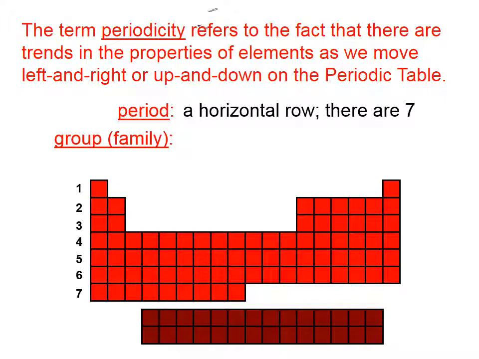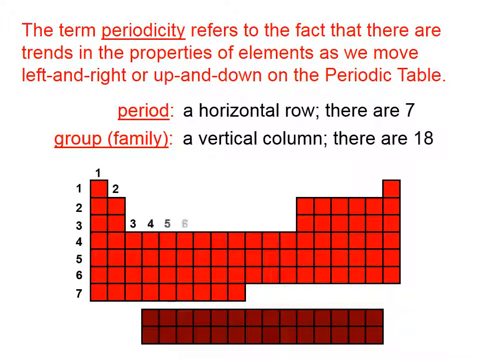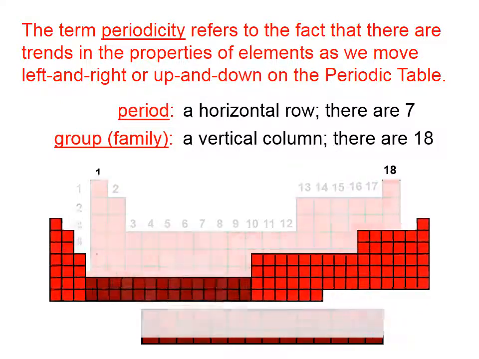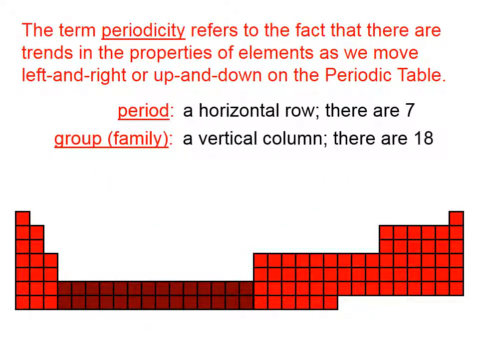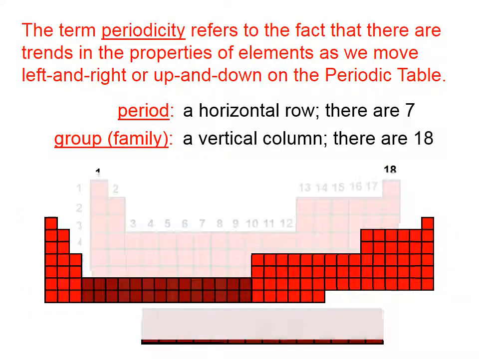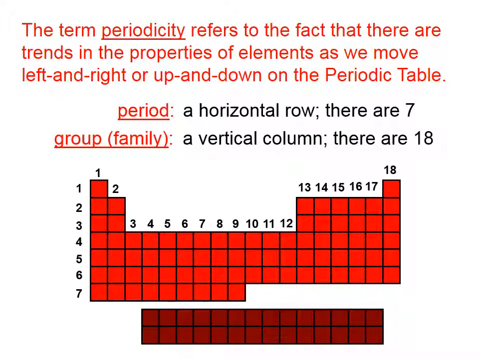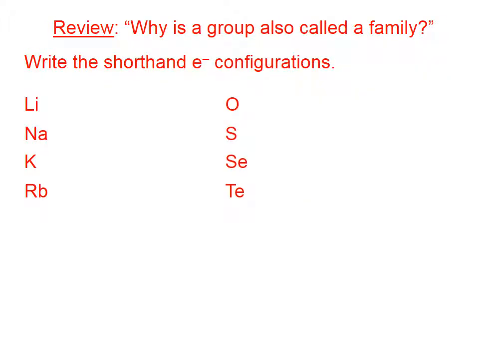A group, or a family, is a vertical column in the periodic table. There are 18 groups numbered, as you can see here, across the top. Again, if the elements at the bottom, which we sometimes call the F block, had been put in the main body of the periodic table, we would have 32 groups instead of 18, and so for convenience we put those elements at the bottom. Let's review, why is a group also called a family?